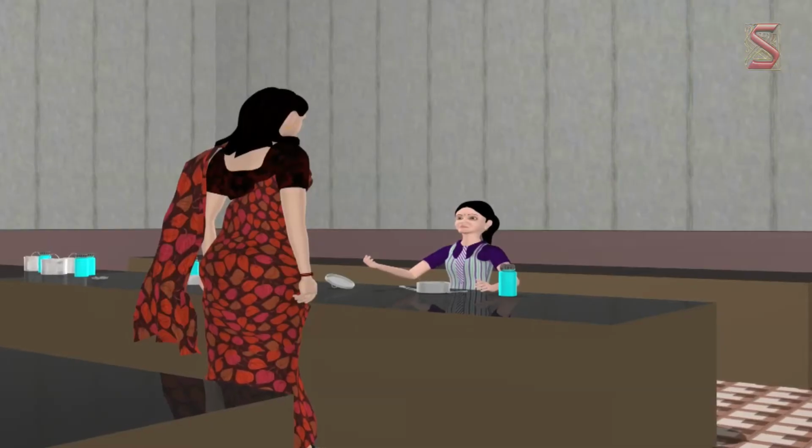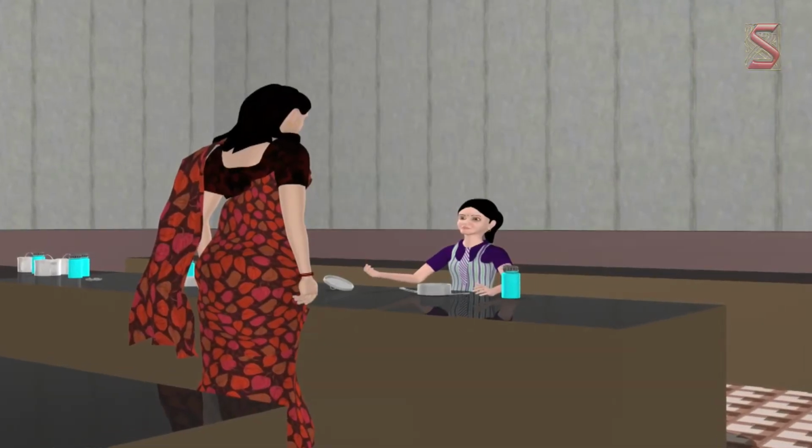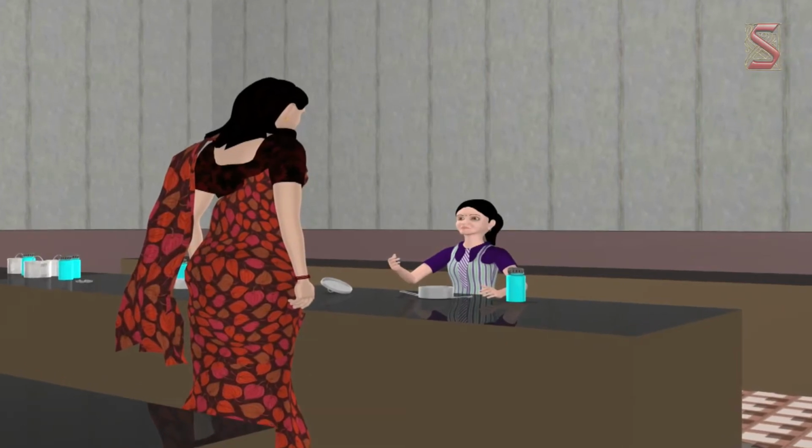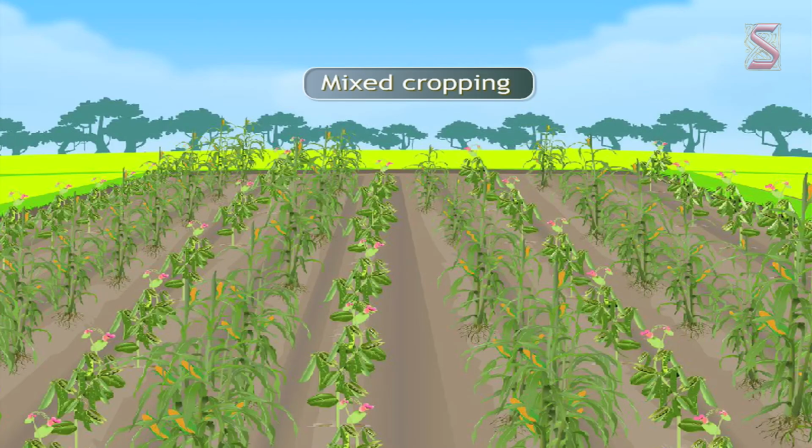What is mixed crop? Do they plant two different types of crop in the same field, paddy and maize? Mixed cropping is growing of two or more crops simultaneously on the same piece of land. It is also known as multiple cropping. This type of cropping leads to an improvement in the fertility of the soil and increases in crop yield.